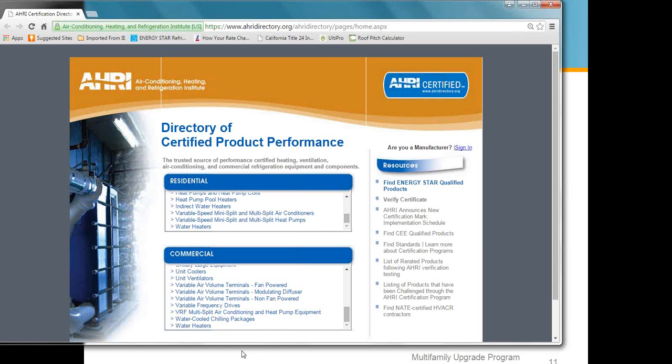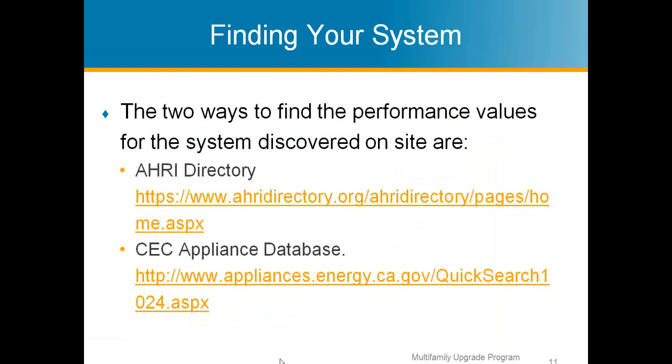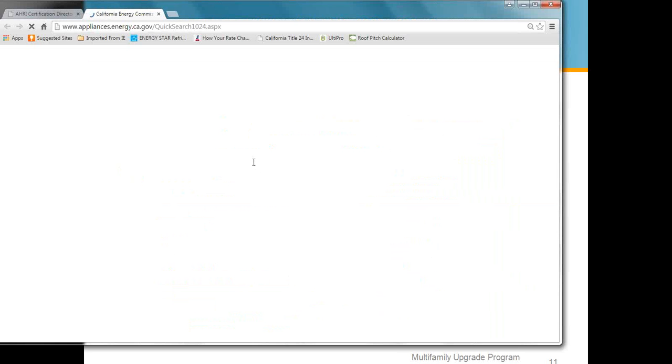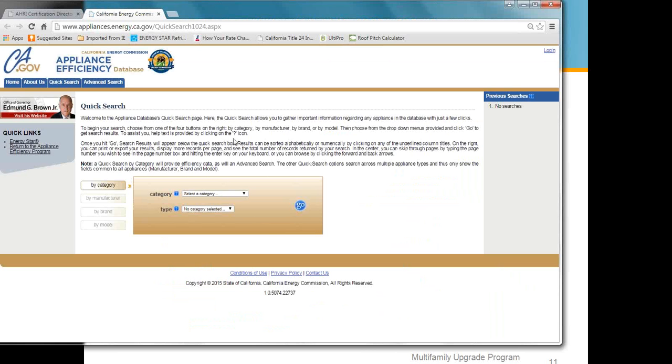Now, these are really the modeling inputs you put into EnergyPro. These really should all be third-party rated inputs. The CEC really approves the HRI Directory and then their own CEC appliance database. So those are the two big resources that you're going to want to bookmark for future use.